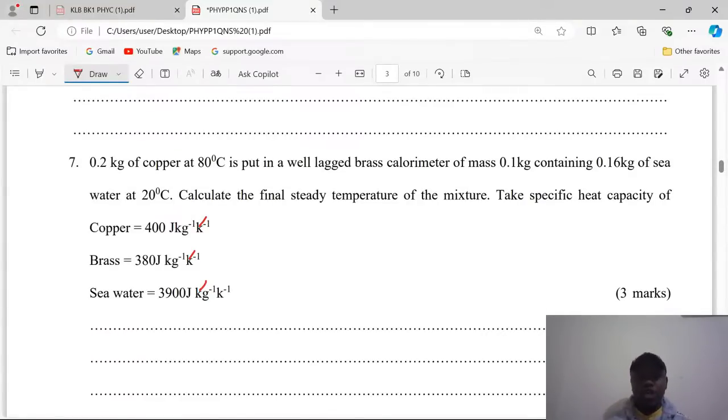Now that there is no heat loss to the surrounding, we should look at the material which is at a greater temperature. That one possesses some greater heat. So heat will be flowing from the material at a higher temperature to the material at a lower temperature. In our case here, there is copper at 80, then there is the brass calorimeter and water, which are at 20. And so we can say that the heat lost by copper is equal to the heat gained by the calorimeter and the water inside the calorimeter.